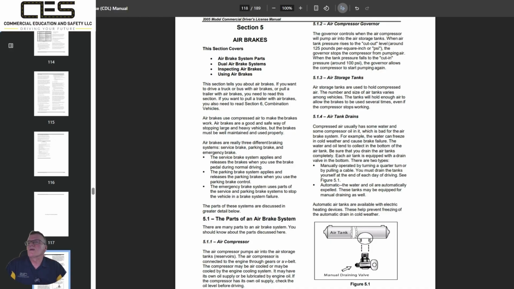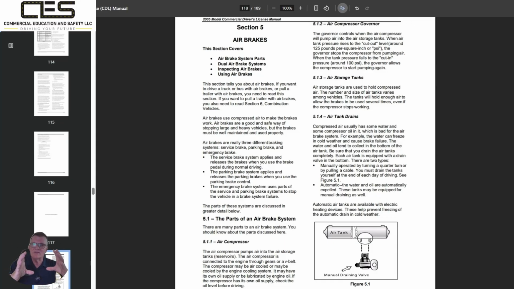I'll read what it says for you here. Air brakes are really three different braking systems: service brake, parking brake, and emergency brake. The service brake system applies and releases the brakes when you use the brake pedal during normal driving. The parking brake system applies and releases the parking brakes when you use the parking brake control. The emergency brake system uses parts of the service and parking systems to help the vehicle in a brake system failure. So you're using air and spring, you're using everything in that situation.